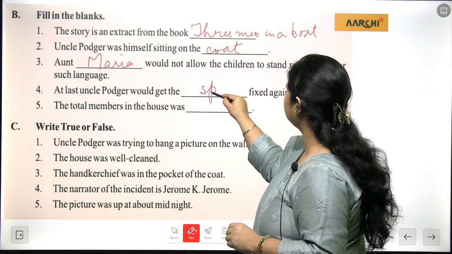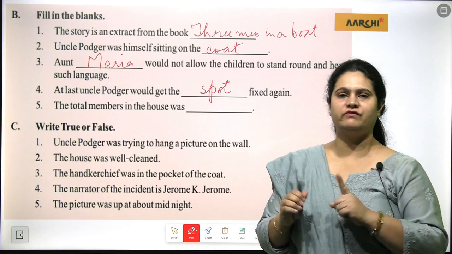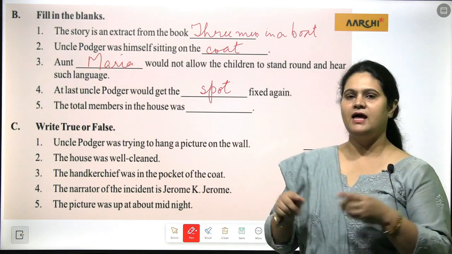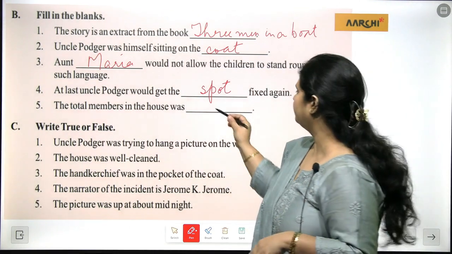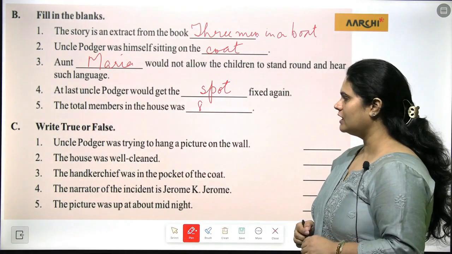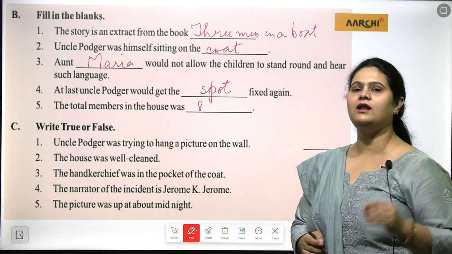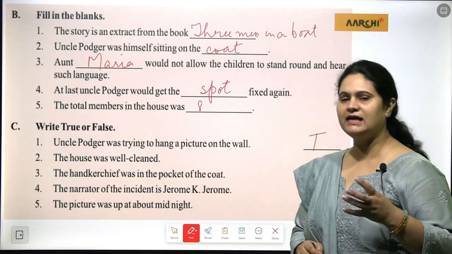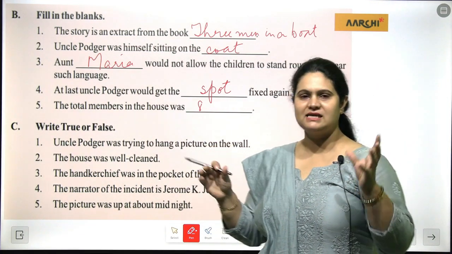The total members in the house was, how many of them were there? 5 children, 1 charwoman, and uncle and aunt Podger. There were 8 of them. Right? Now, true or false, Uncle Podger was trying to hang a picture on the wall. Yes, he was. True. The house was well cleaned. No, he had created a mess in the house.